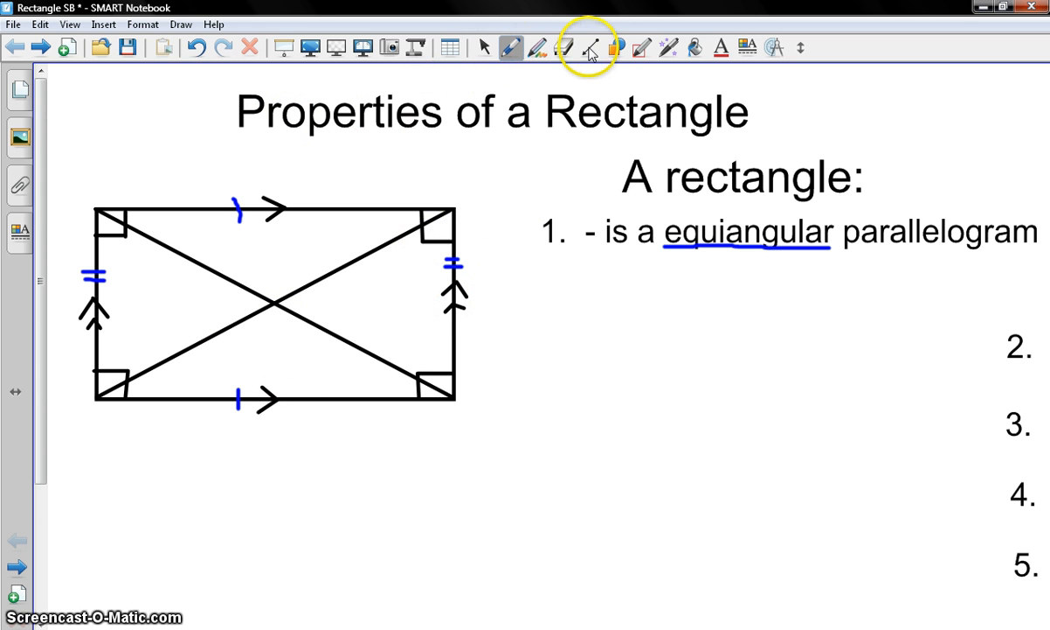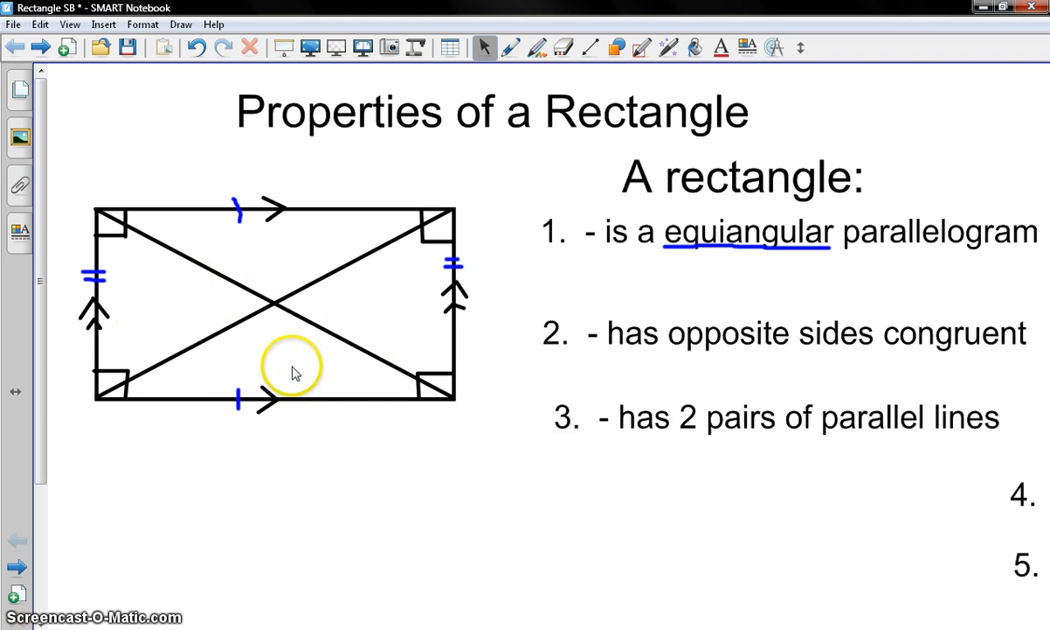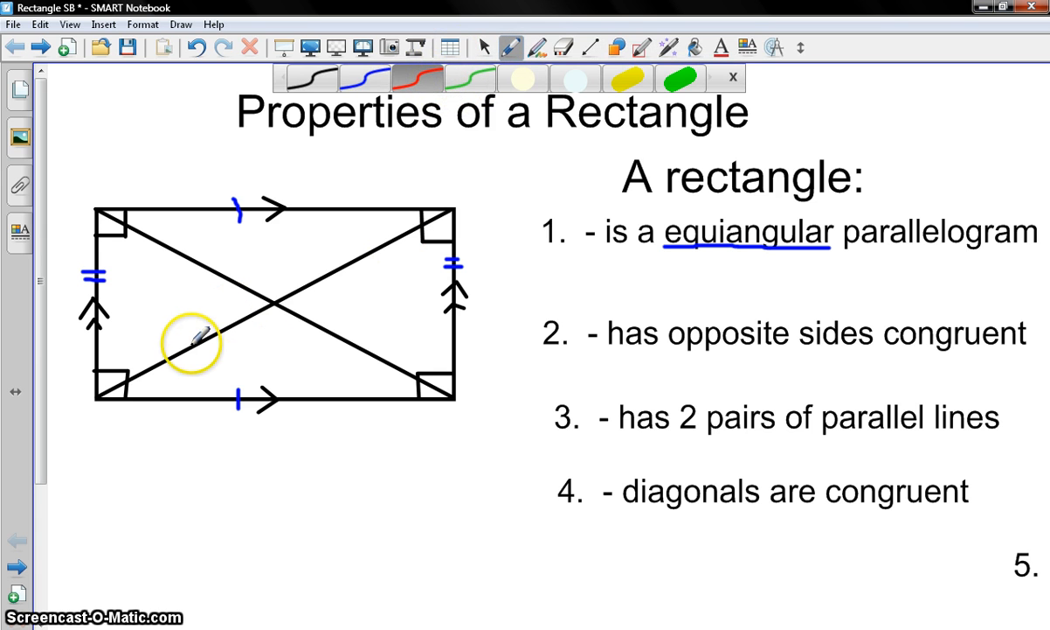Now in this case, let's take number 2 out here. We're going to be talking about opposite sides are congruent, which we marked. It also has two pairs of parallel lines, which we already marked. Then diagonals are congruent, which means those right here, everything from here to here and from here to here, they are congruent, which makes all of those lines right here congruent.